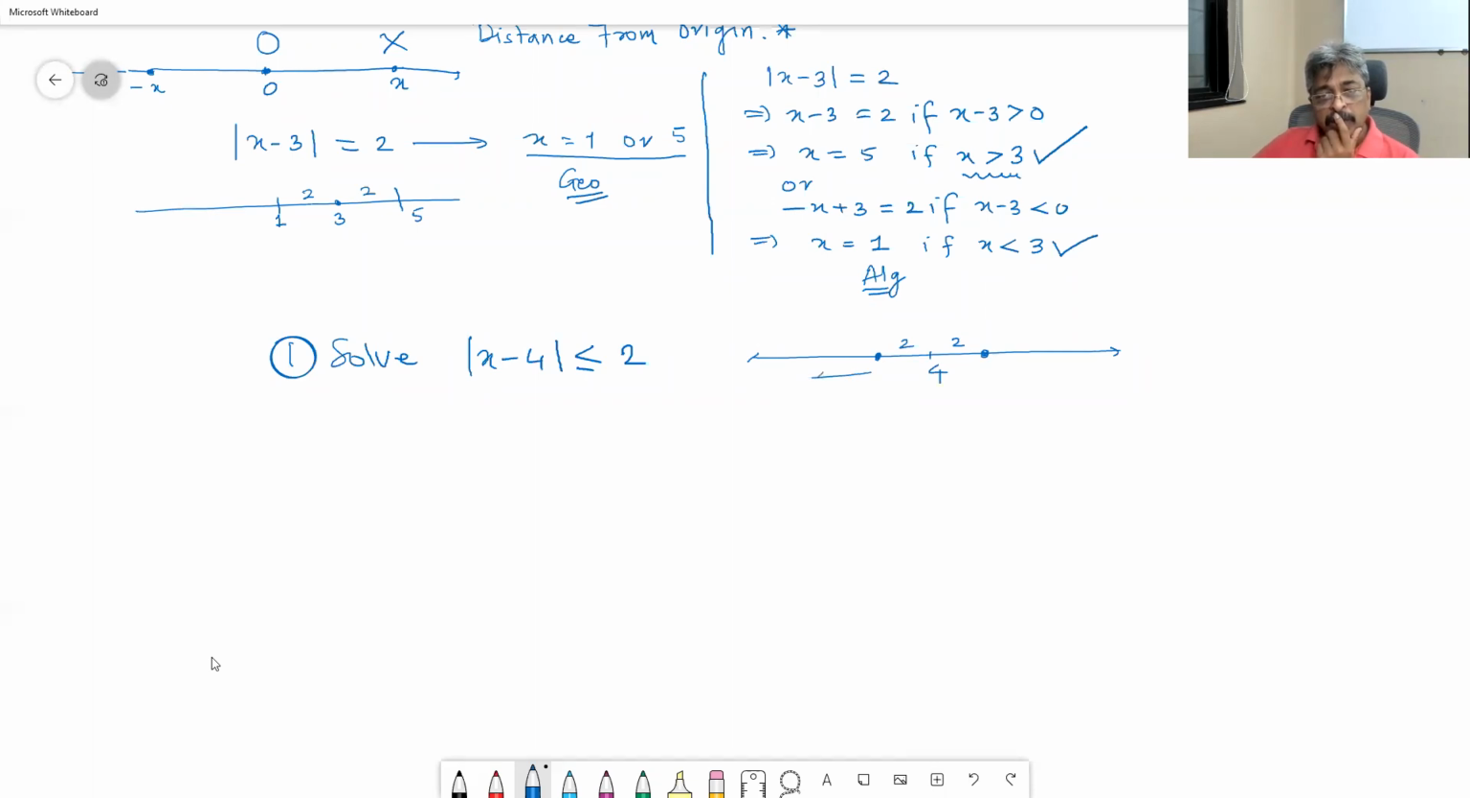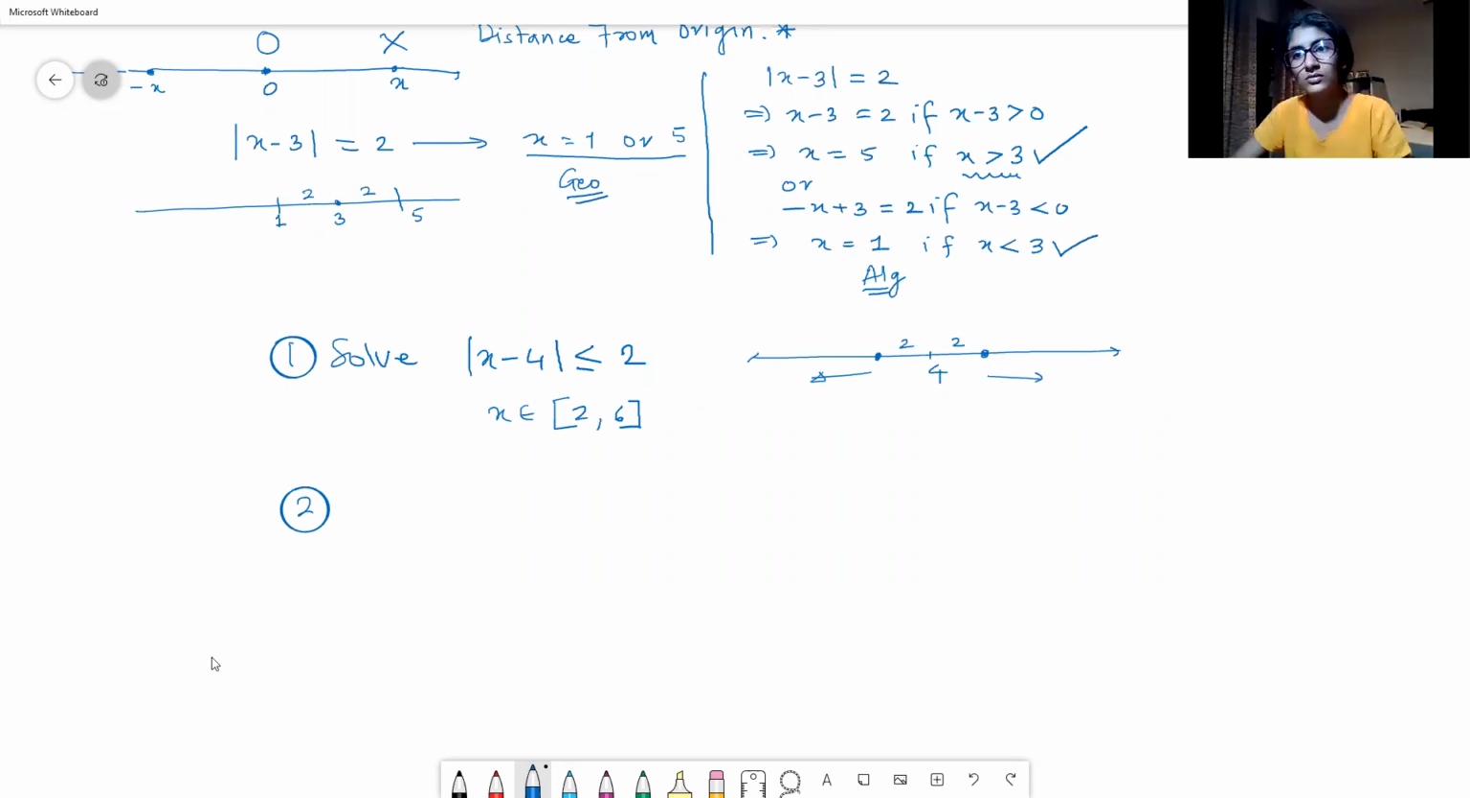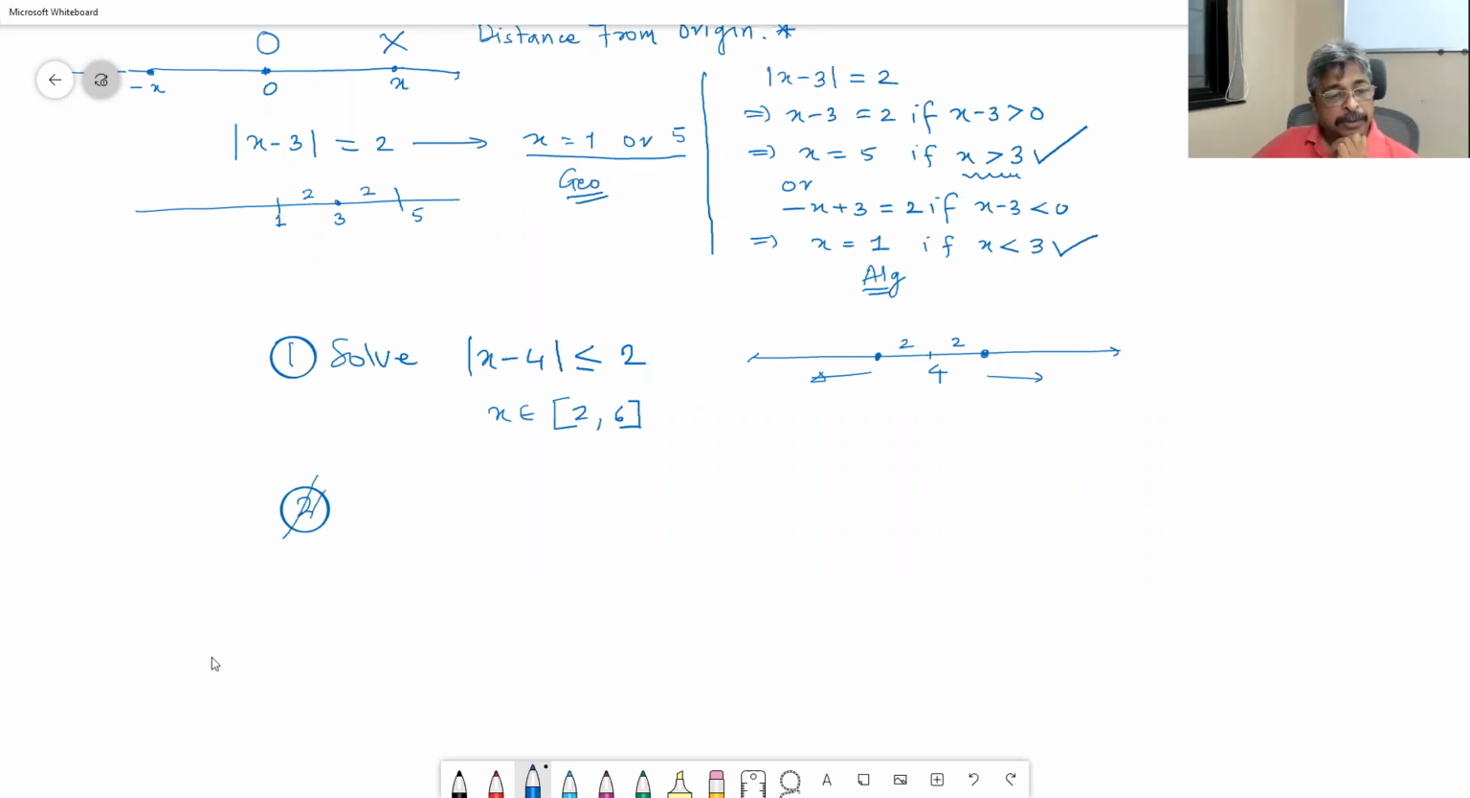I cannot go this side. I cannot go this side. So it will be x belongs to 2 to 6. As simple as that. Right? Sir, can you show this algebraically? Yes, algebraically.